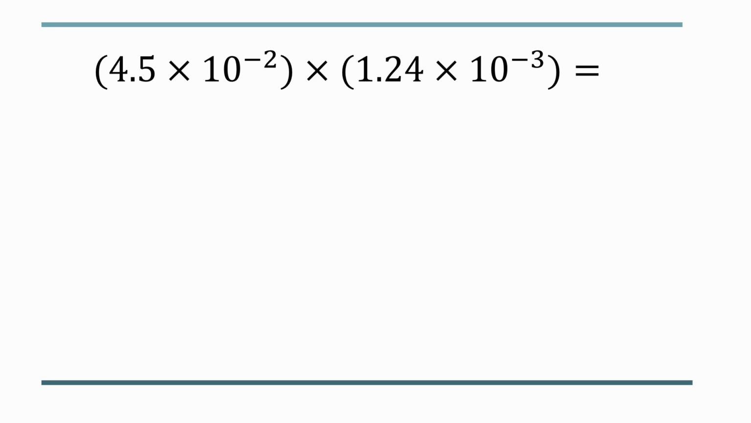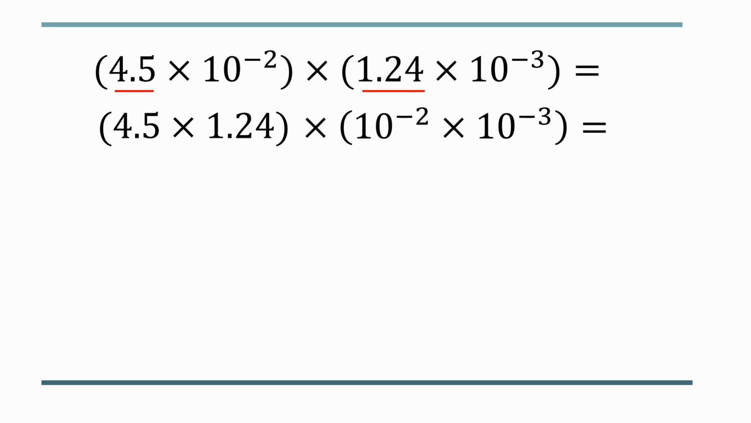Let's calculate the product of these two numbers in standard form. Remember, the result of a multiplication is called a product. First, we multiply the a parts together. Then, we multiply the powers of 10 together. 4.5 times 1.24 is 5.58. To multiply the powers of 10, we just add their indices.